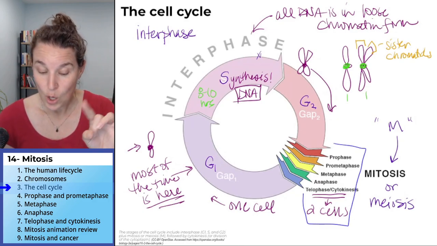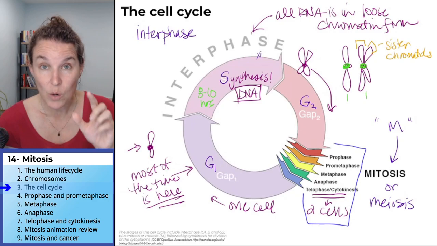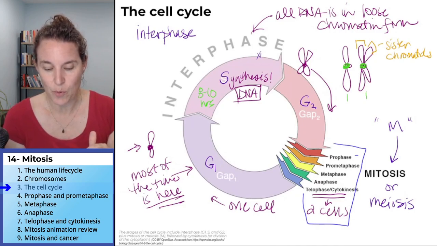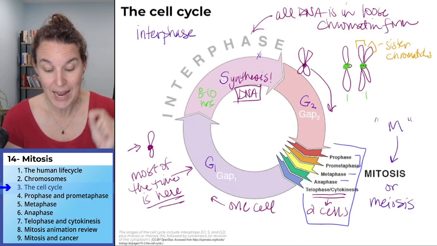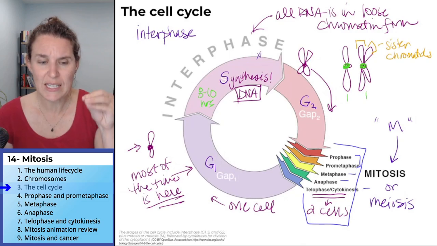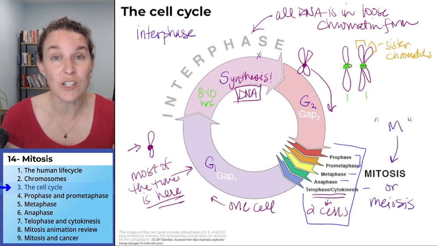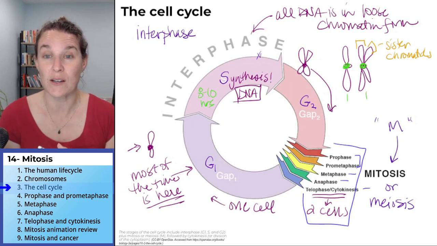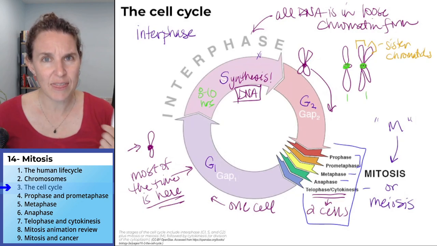Big picture, we divide the DNA, that crazy double tangle. We're going to divide it up. And I'm going to walk you through each of these phases. We're going to talk about prophase and prometaphase together. Then we're going to talk about metaphase, then anaphase, and then telophase. Telophase is the last stage of mitosis. Cytokinesis is division of the cytoplasm. So cytokinesis happens in order to end up with two cells. So we're going to talk about each one of those parts and list out the things that we will see.